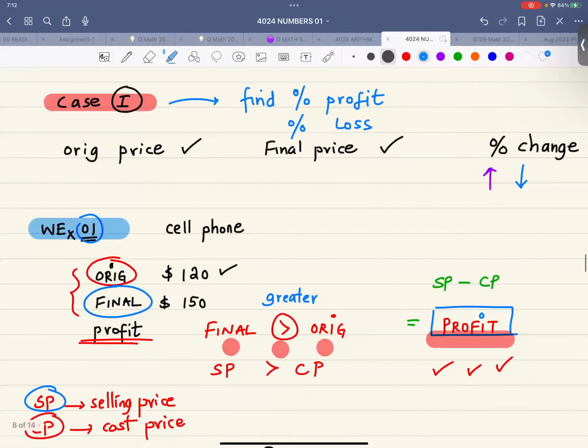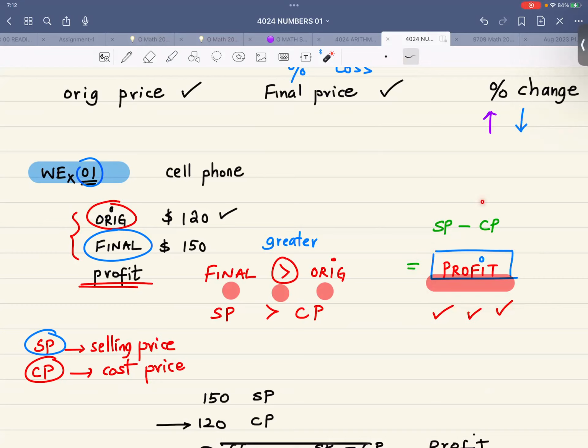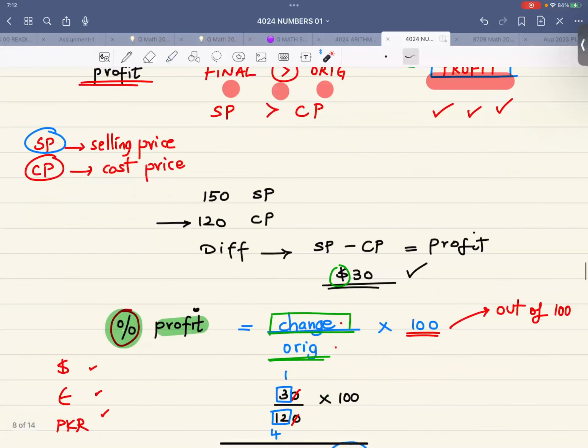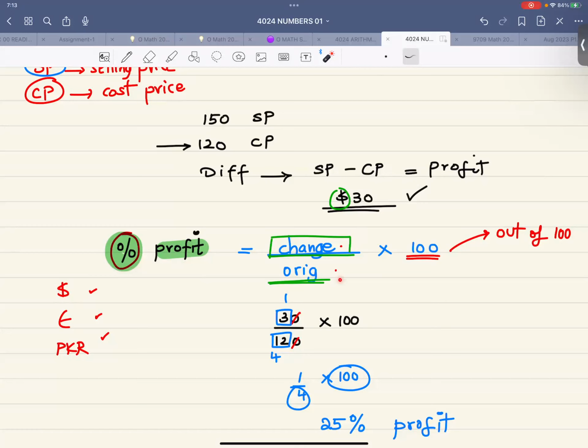The final price is more than the original. That means this is a question of profit. The difference between selling price and cost price. Selling price is the name for final price. Cost price is the name for original price. The difference is profit. So therefore, if they're asking for percentage profit, this is change divided by original into 100. And that's how we get this answer.